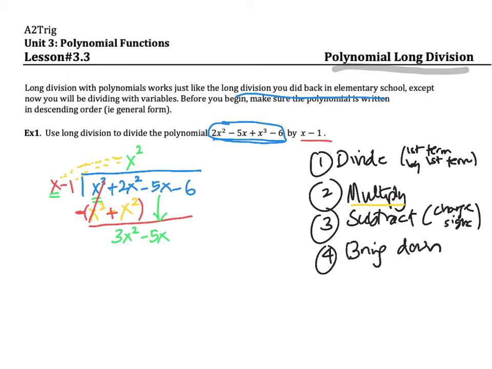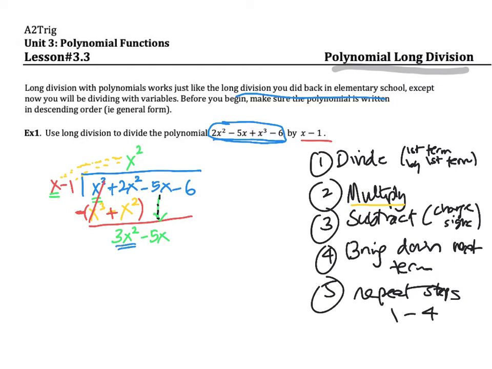So we subtracted, and now we are going to bring down the next term. Sorry, I'm writing so messy. I don't know what's wrong with me. Bring down the next term, which is what I did here. Now we repeat the process. So the 5th step is to repeat steps 1 through 4. We go back and do the same thing.